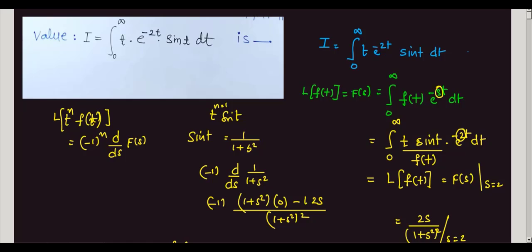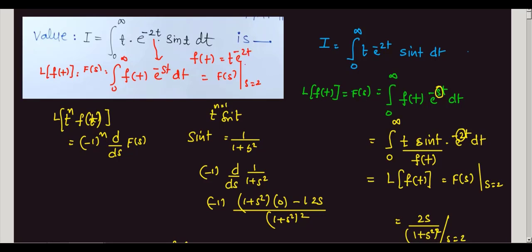Now, let's do it another way. We know the Laplace transform formula: the Laplace transform of f(t) equals F(s), which equals the integral from 0 to infinity of f(t) e^(−st) dt. So this equals F(s) with s equal to 2. So what is f(t)? f(t) is t e^(−2t)... so to find its Laplace transform, the Laplace transform of t^n f(t) equals (−1)^n d^n/ds^n of F(s). So the properties of Laplace transform make this integral easy.